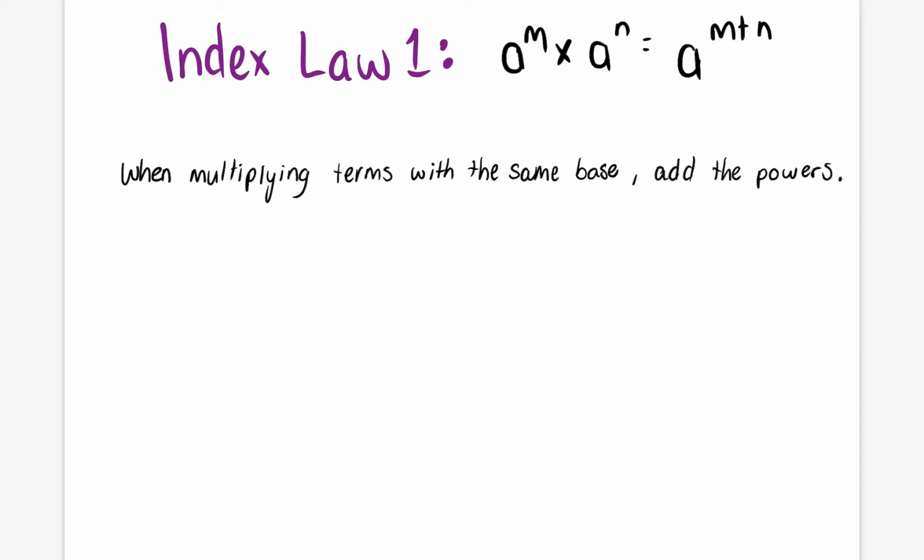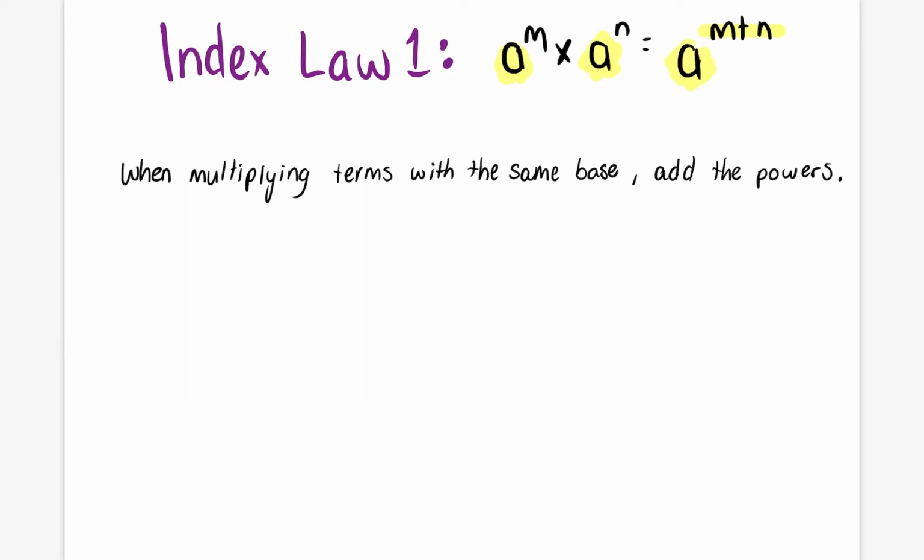So this is one of quite a few index laws that will be covered. Index Law 1 tells us that when we're multiplying terms with the same base, so the base here is a, we add the powers. So we keep the base the same, keep that a, but then we simply add those powers.